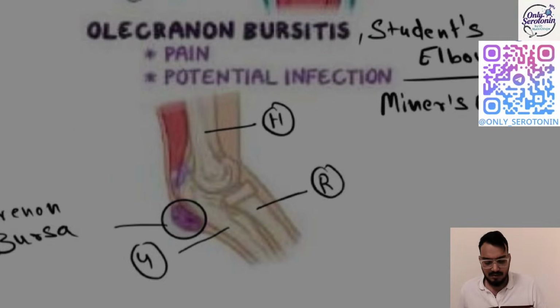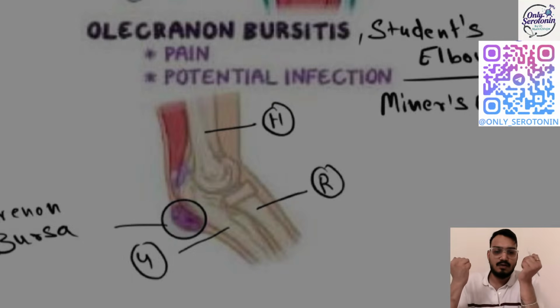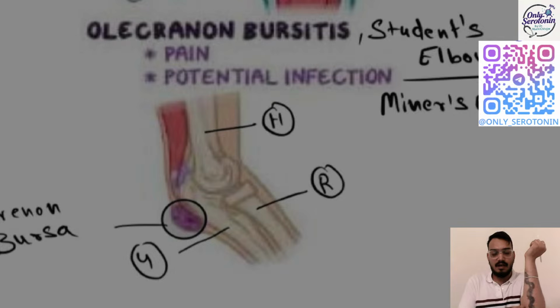Then we are having student's elbow. Another name of student's elbow, which no one has told me, is miner's elbow. What are we going to have? We are going to have olecranon bursitis. Again, the calcium will come to the nearby tendons. Why? Because students have this tendency to put their hands like this, right? So what will happen? The olecranon bursa will get bigger.